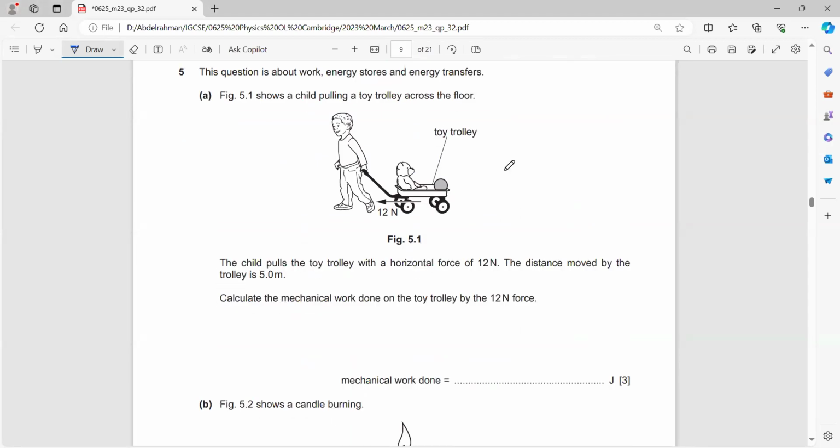How can I find the work done? Quite easy. Work done equals force times distance moved. Force is 12 and the distance is 5, so 12 times 5 is 60. 60 joules.